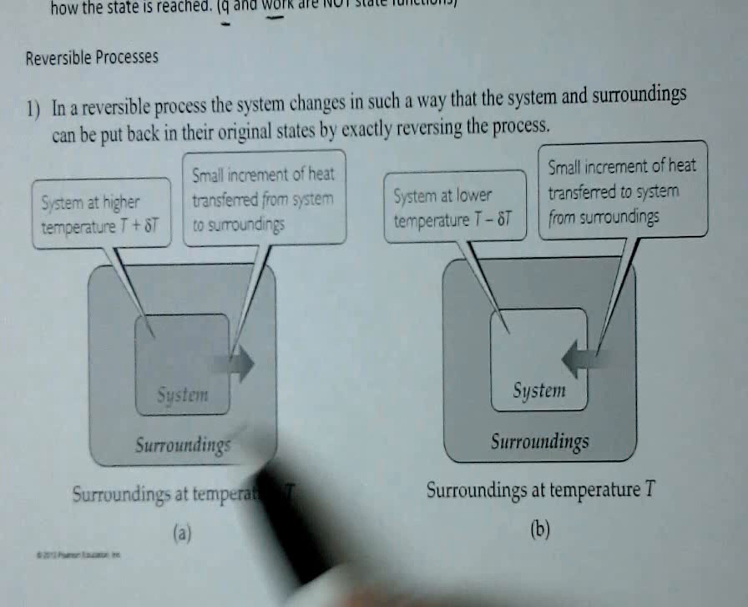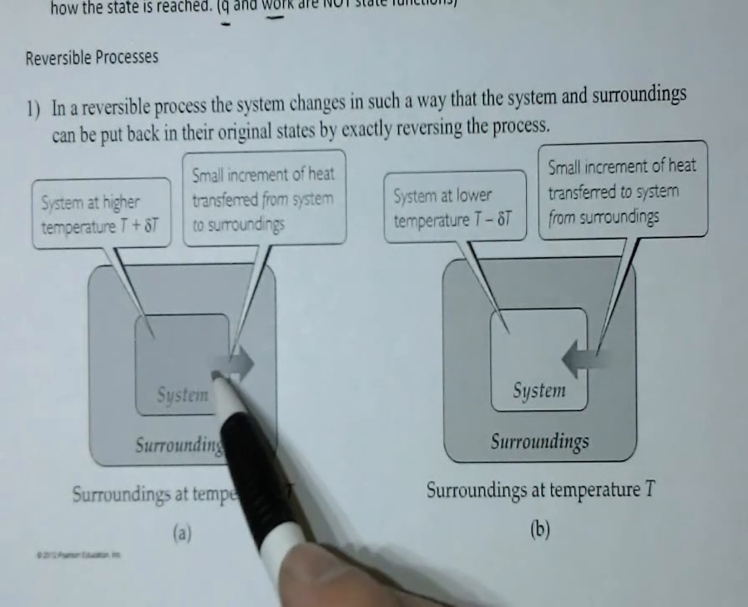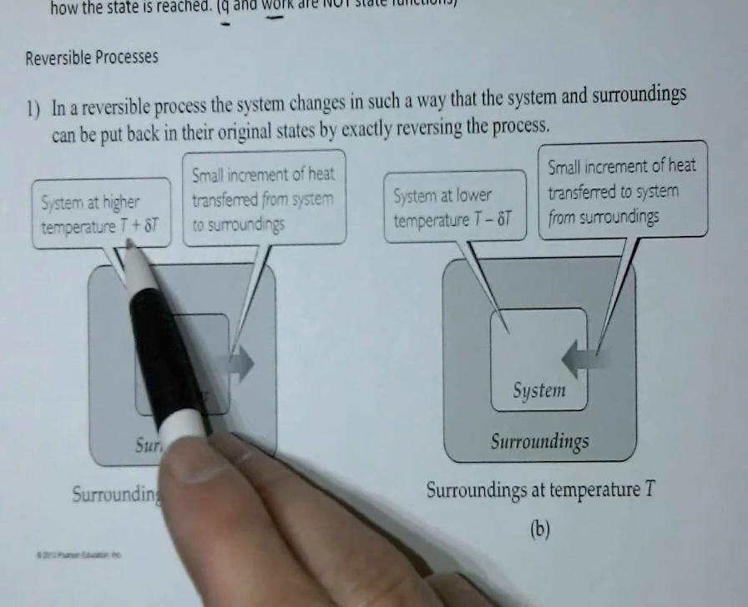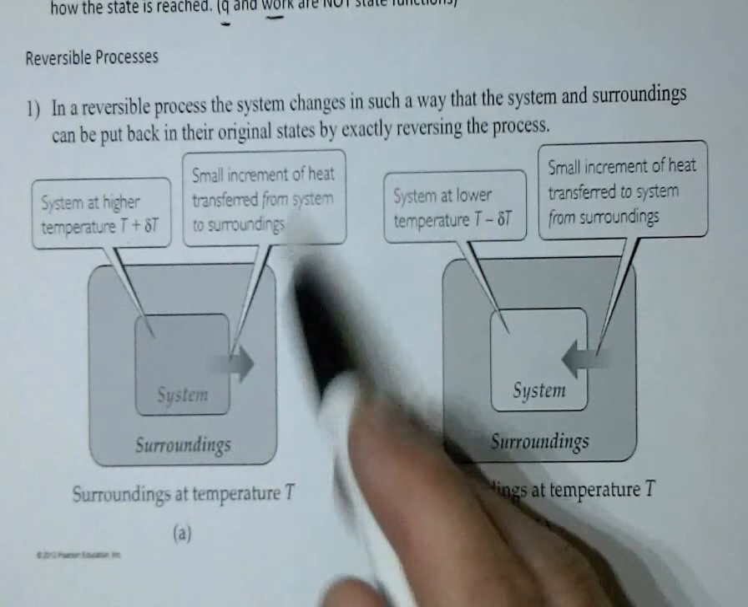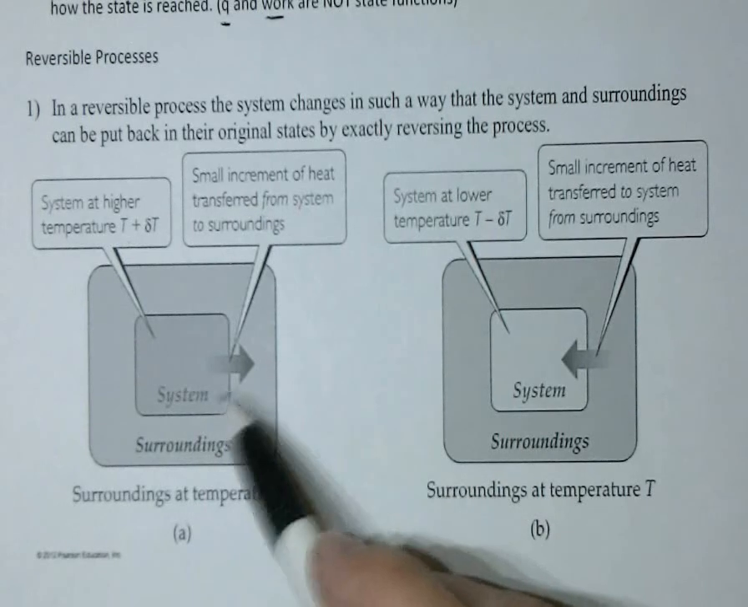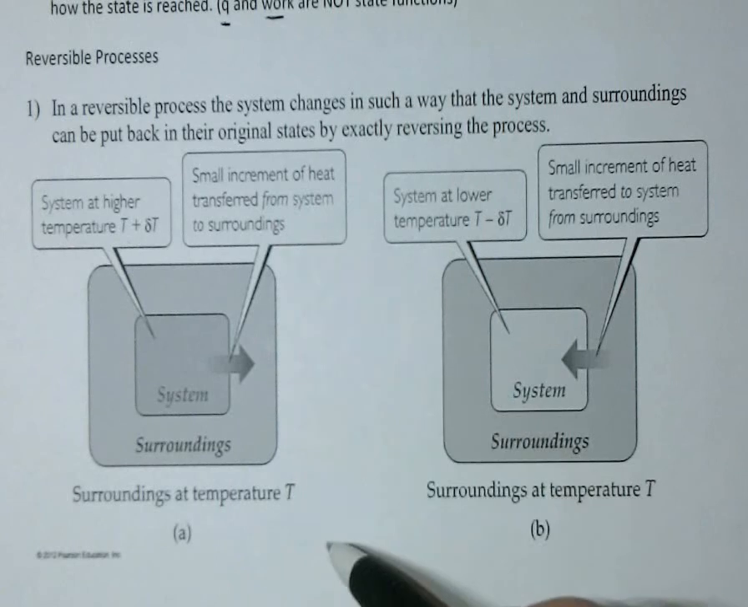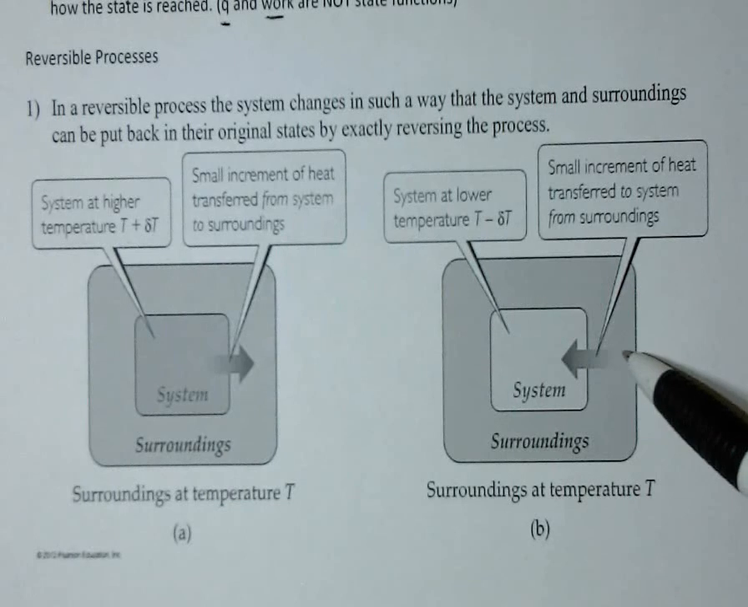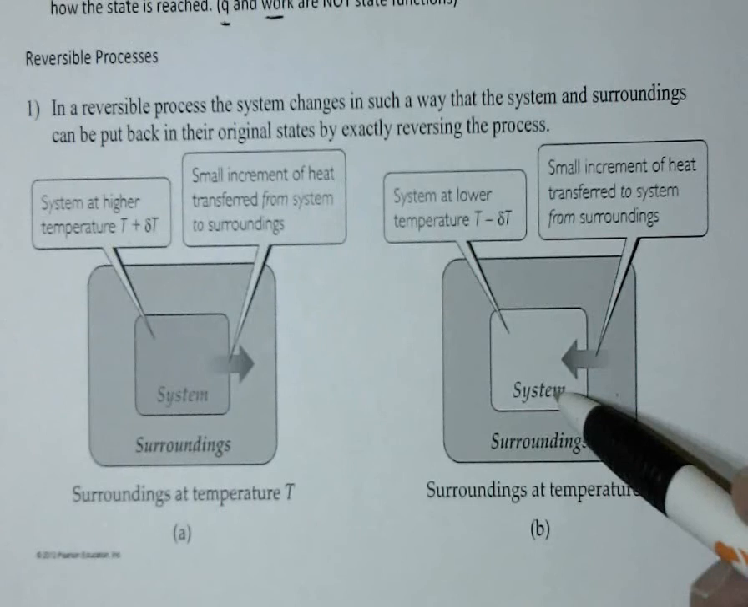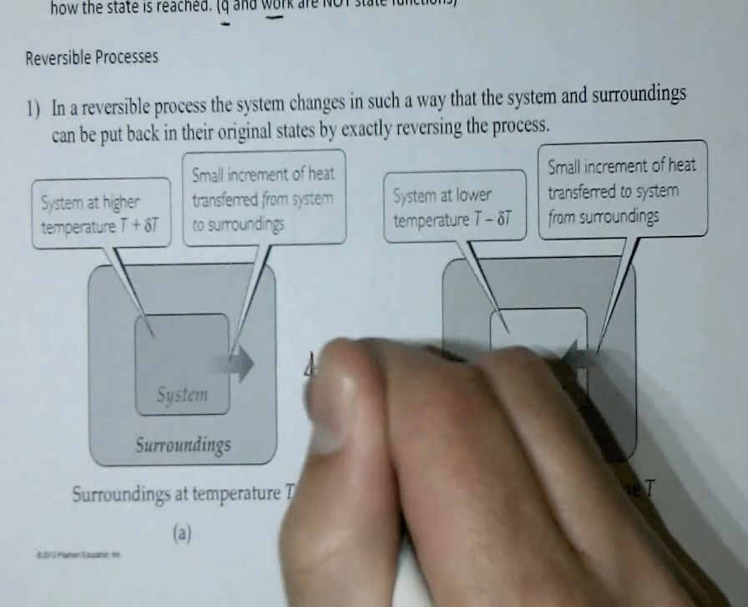Notice in this picture, the system is at a higher temperature than the surroundings. So we're going to release some of that heat out to the surroundings. Small increments of heat are transferred from the system to the surroundings. Now, if we lower the temperature, then some of that heat is going to transfer back from the surroundings back to the system, depending on temperature. These two processes are reversible.